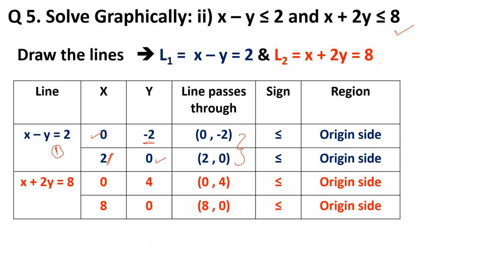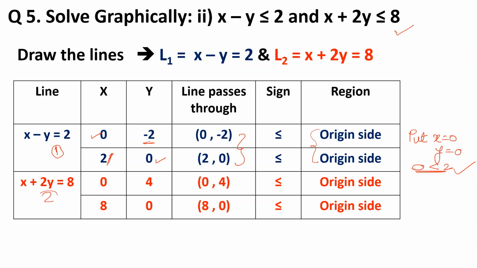Now I should decide whether it is the origin side or the non-origin side. The condition that I should check is to substitute x is equal to 0 and y is equal to 0 in the inequality. So the condition is 0 less than 2. Yes, the condition is satisfied. If the condition is satisfied, I should consider the origin side. Go for the second line now.